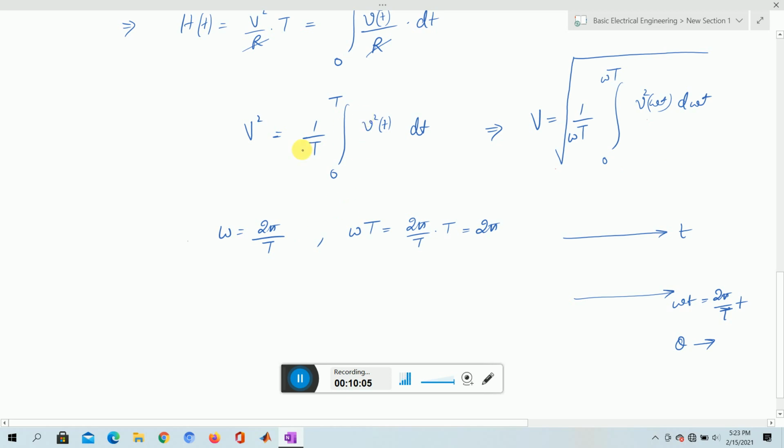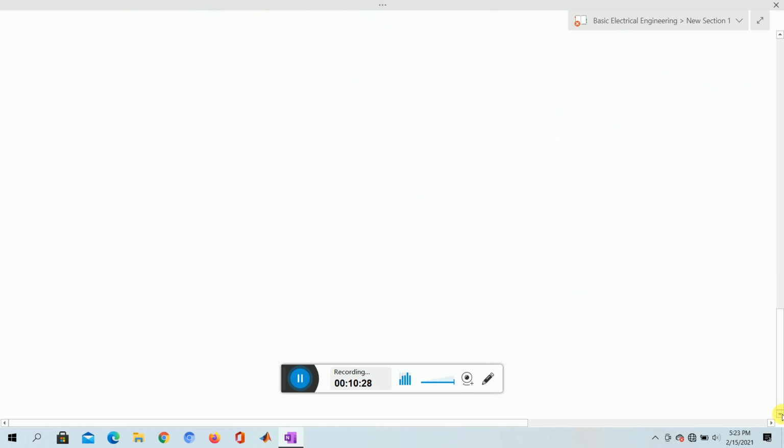So you can write here like v square is 1 by t, 0 to t, v square t dt, and if you replace t by omega t, all the terms will be in terms of omega. So that is a simple change you can do. So most of the time, if the limit is not there, we'll have a very simple integration.